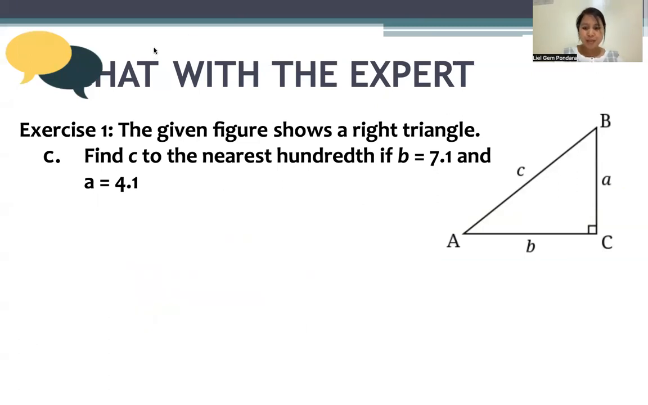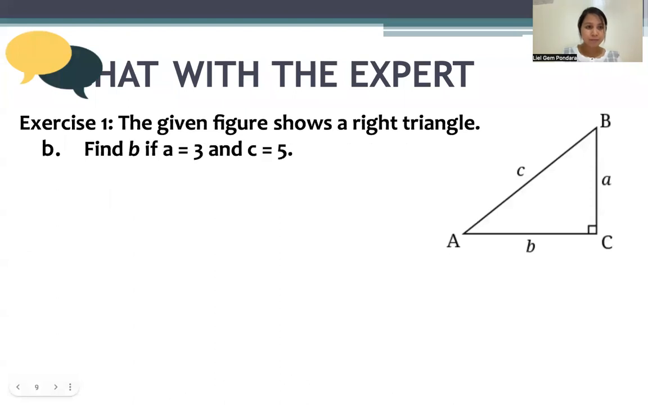Now let's go to B. I've skipped that one here. Find B.